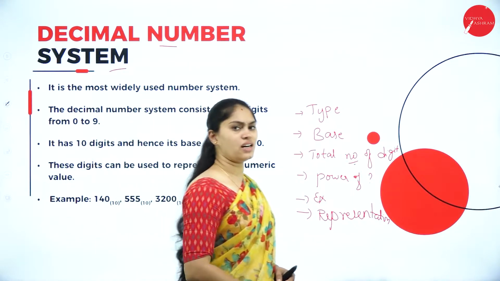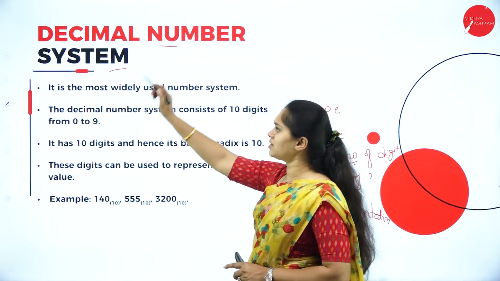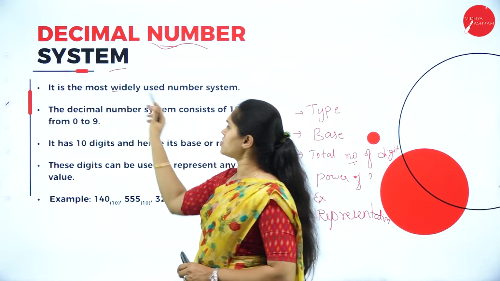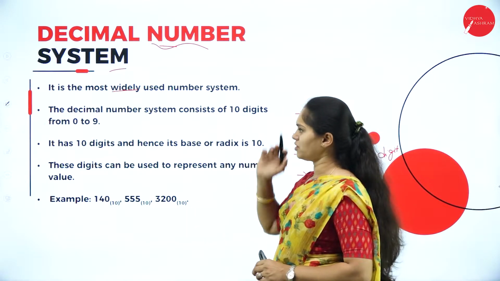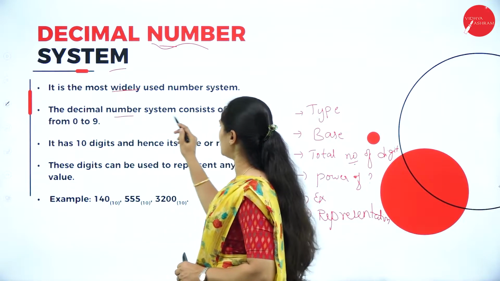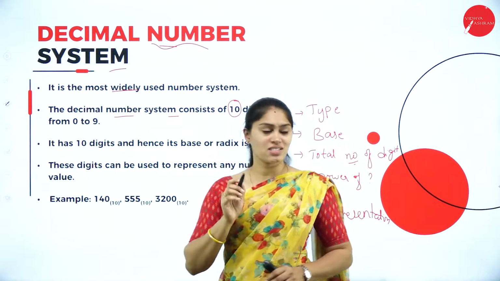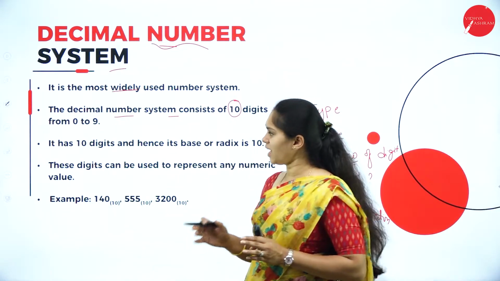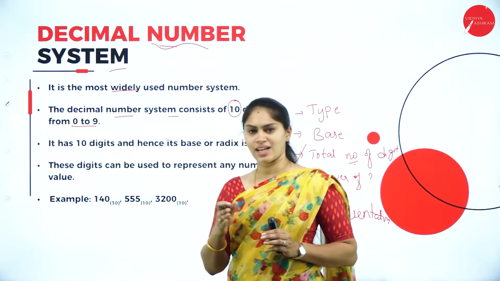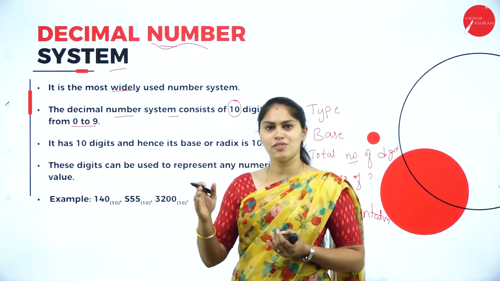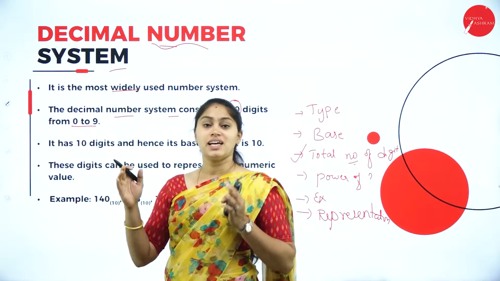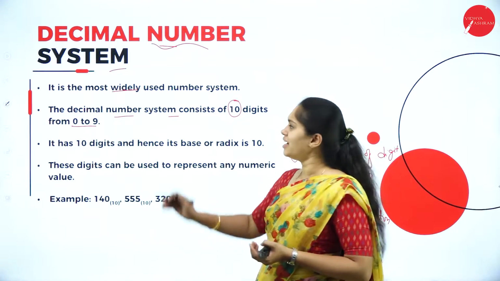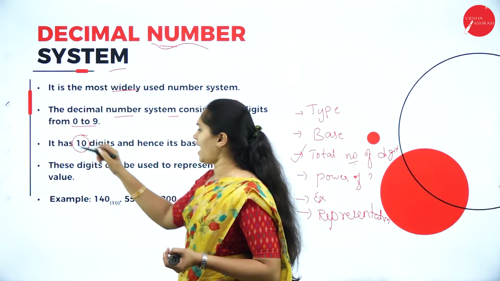Okay, first we'll go with the type. What is the type of this number system? That is positional. In that we have the decimal number system, and you can see here it's the most commonly or most widely used type of number system. And in this, the decimal number system consists of 10 digits. What is the total number of digits here? That is 10. It has a total of 10 digits, from 0 to 9. We are starting with 0: 0, 1, 2, 3, 4, 5, 6, 7, 8, 9. That is what comprises the total 10 digits, and we are considering 0 to 9 as a decimal number.